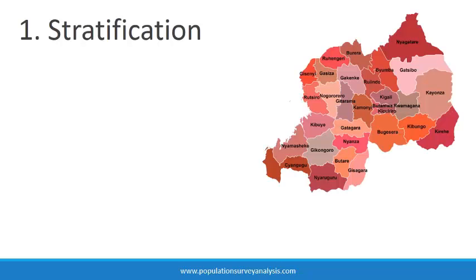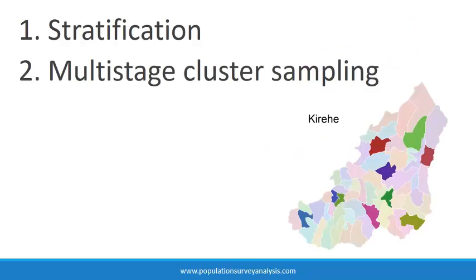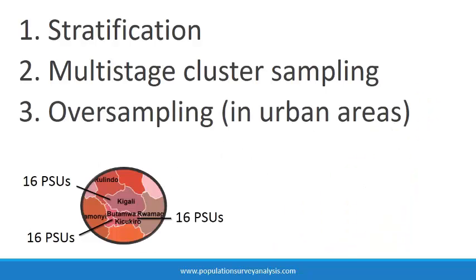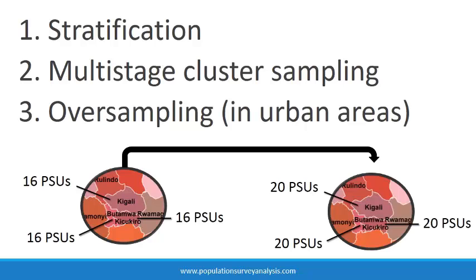Most national household surveys have three complex sampling design characteristics. 1. Stratification, choosing an independent sample in subnational geographic areas. 2. Multistage cluster sampling, first sampling communities, then sampling households, and sometimes sampling individuals within households. 3. Oversampling, ensuring there are a sufficient number of rural and urban households to estimate national indicators.